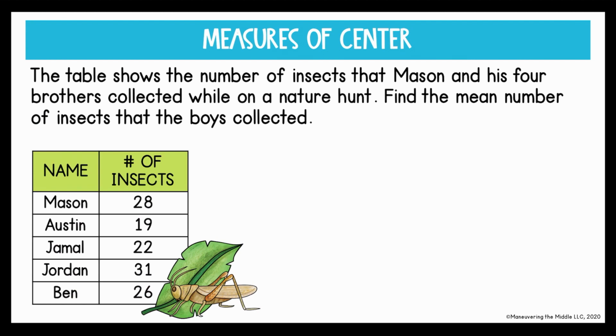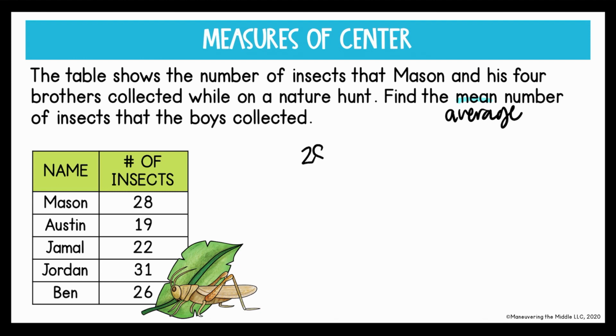Now let's look at this question. It says the table shows the number of insects that Mason and his 4 brothers collected while on a nature hunt. Find the mean number of insects that the boys collected. So in this problem, it wants to know the mean. And remember, the mean is another fancy math word for the average. And to find the average, just like we would with your grades, we're going to add up all the data pieces, and then we're going to divide by the number of pieces of data.